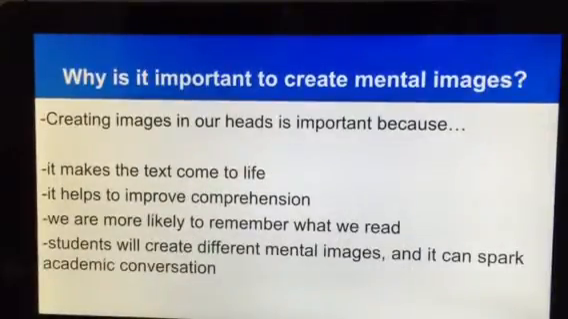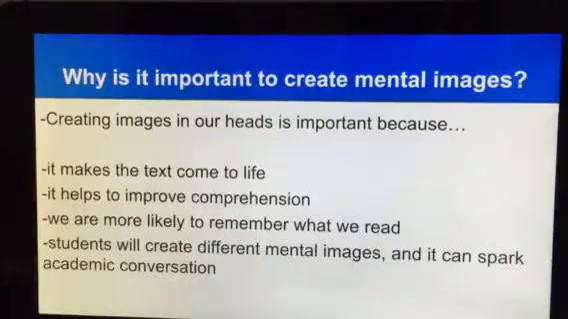Why is it important to create mental images? In order to improve student comprehension during reading, students should be able to create images about what they are reading. Creating images in your mind is what you do when you form pictures while you are reading. It's important that we develop these pictures in our heads while we read. If we do this, then we're more likely to remember what we read.